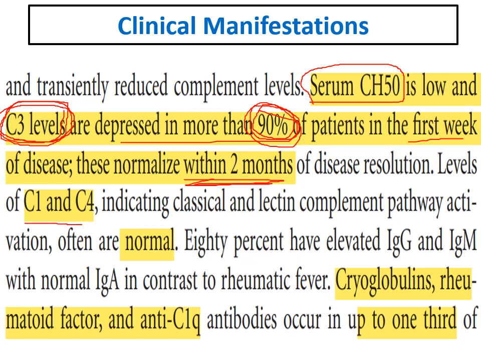And characteristically, C1 and C4 are normal. This is also very important. Complement 1 and complement 4 are normal. Cryoglobulins, rheumatoid factor, and C1q can be positive in up to 1/3 of our patients. So don't forget that C3 is consumed or decreased and C4 is normal.